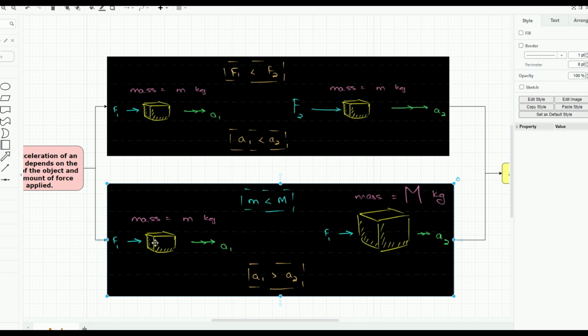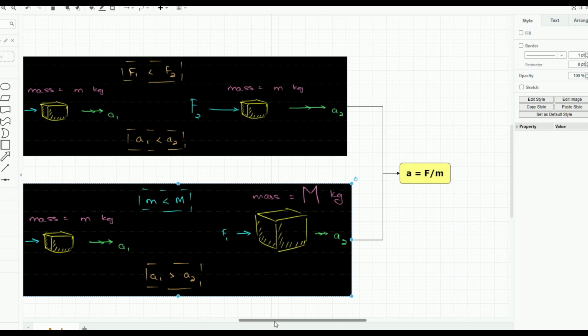The second picture talks about again two scenarios. Here we have M and capital M. Those are your masses. That is, the mass of the smaller object is lesser than that of the bigger object. But we are applying the same amount of force. What happens to the acceleration? The acceleration of the first object will be greater than that of the second object. Why? Common sense again. If I apply the same amount of force to a car and, say, to a ball, obviously the ball will move faster. Right? All this is commonsensical.